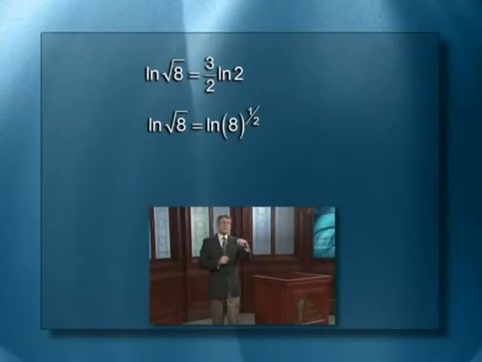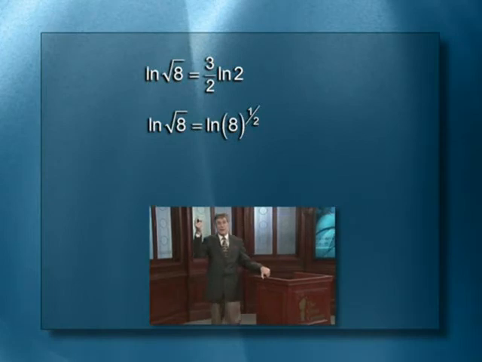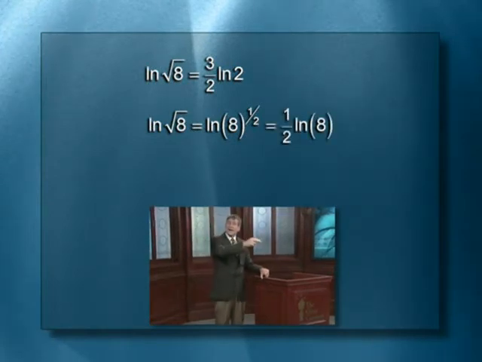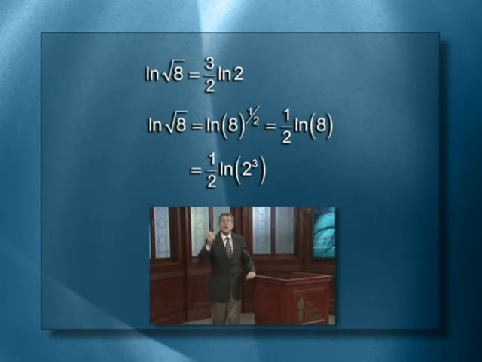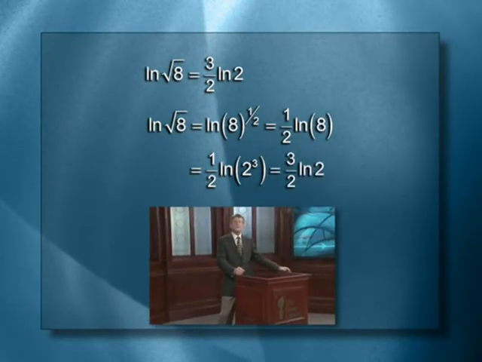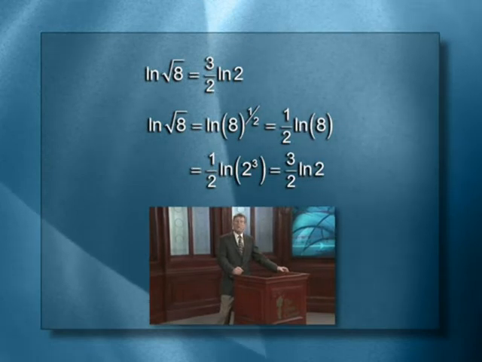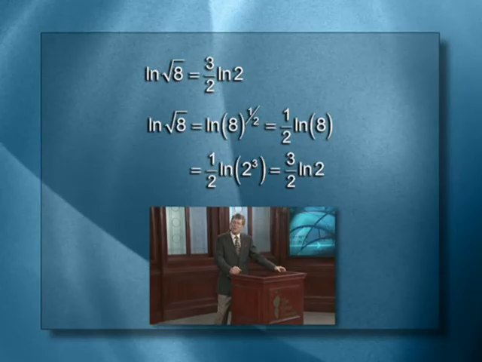The log of the square root of 8 is nothing more than the log of 8 to the 1/2 power. So you can pull the 1/2 out to the front. And now what about 8? Well, 8's 2 cubed. So it's 1/2 log of 2 cubed. So now the 3 can motor out as well, and you're left with 3/2 log 2. Wow, those are a lot of different expressions for the same answer.